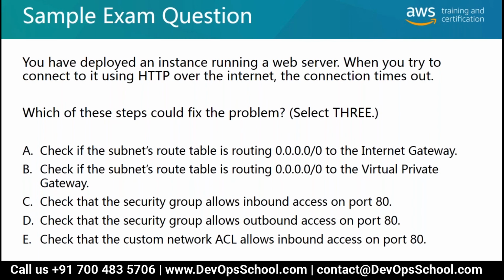Check if subnet's route table is routing 0.0.0.0/0 to internet gateway. Check if subnet's route table is routing to this 0.0.0.0/0, which means all traffic from anywhere, to virtual private gateway. Check if the security group allows inbound access on port 80. Check that security group allows outbound traffic on port 80. Check that custom network NACL allows inbound access on port 80.